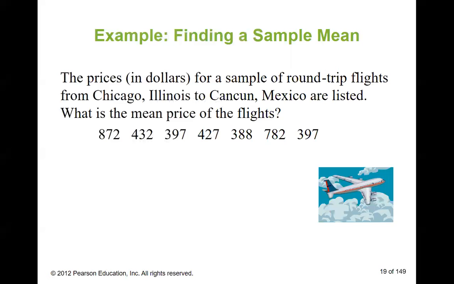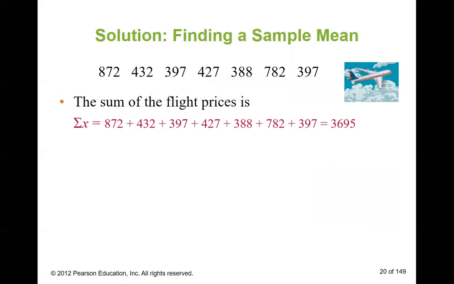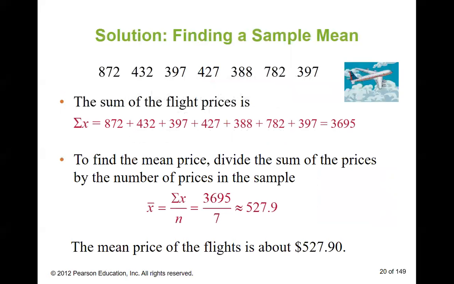$527.86. Anybody else get that? Ah, see, you got some people. Wait, let's see. All right, did you get 3,695 when you added them up? Yeah. And if you divide that by 7, because that's how many was in our list, they rounded, I don't know why, to 90 cents, but I think 86 cents is actually more accurate, isn't it?